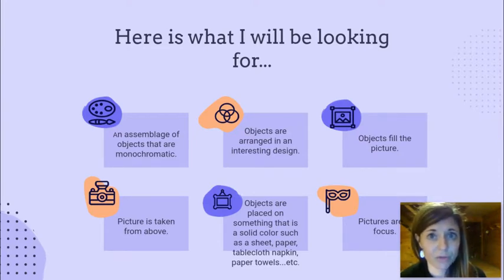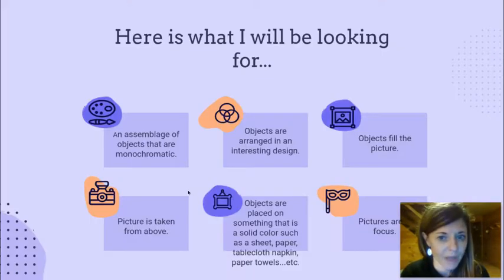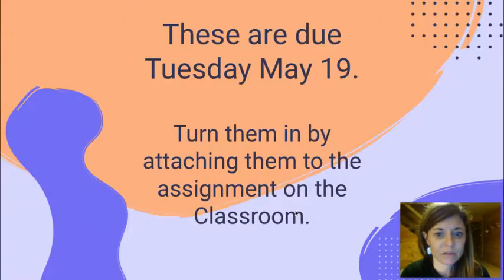Okay, so I used the square in my camera. When I went to take the picture, I hit it square so that it would crop it nicely so that my objects would fill the picture. Okay, you can always crop your picture after you take it. The picture is taken from above. So if we go back to it, it's much easier to get everything in the picture, and it just looks nicer if you take the picture from above. So make sure you do that. And then objects are placed on something.